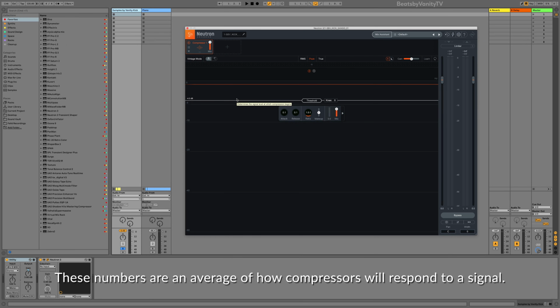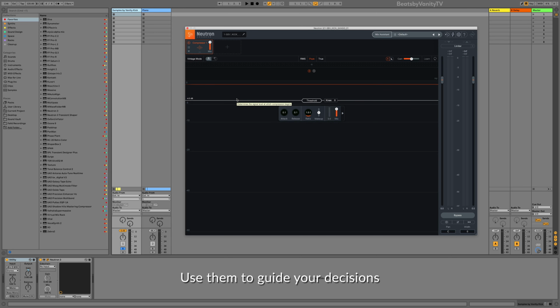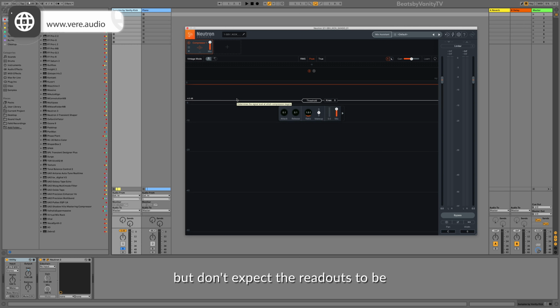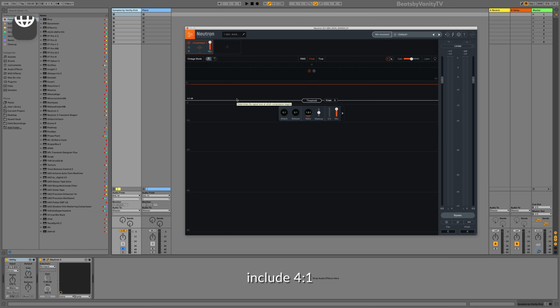These numbers are an average of how compressors will respond to a signal. Use them to guide your decisions, but don't expect the readouts to be mathematically accurate. The examples of the ratios include 4:1, 8:1, 20:1, through to infinity:1, which is limiting.